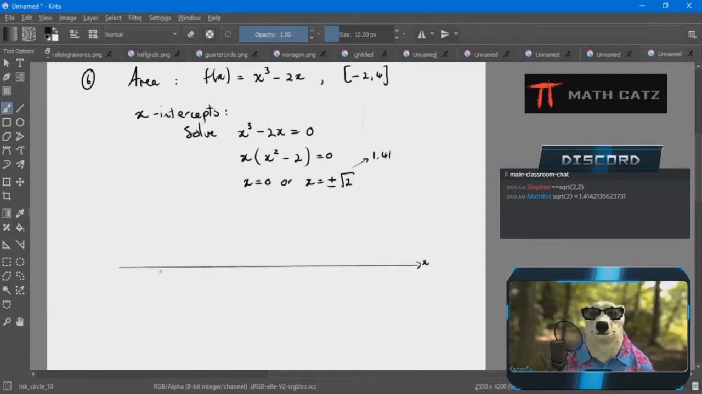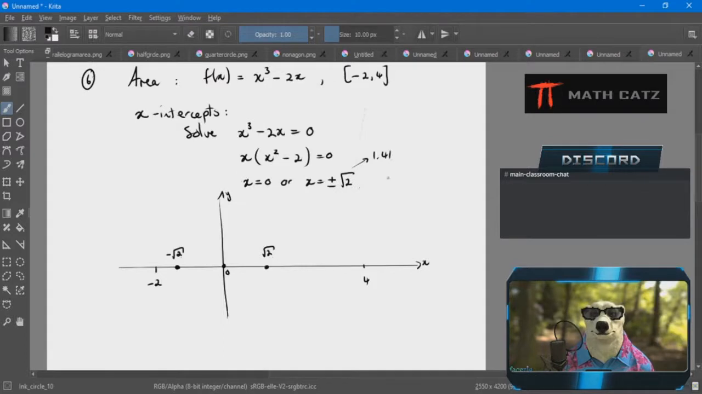Now I don't know. I'm going to go negative 2 to 4. I don't know what my graph does. All I know is there is a crossing at 0. There's a crossing at negative root 2, which is negative 1.4, which still falls in here. And there's a crossing at, potentially, root 2.